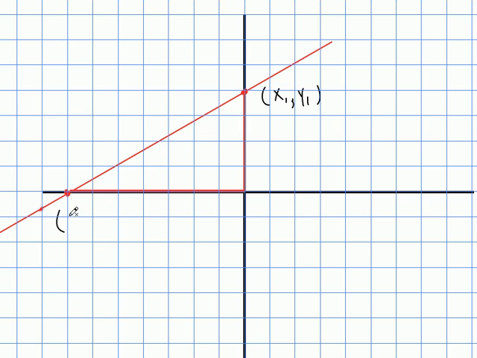I'll call this my second point, so that would be x2, y2. If I wanted to find the rise over the run, let's see, what would this point be right here? If this is x1, then this would be x1 as well, because it's right under the x. And the y part would actually be y2. We didn't go up anywhere, so this would be y2.